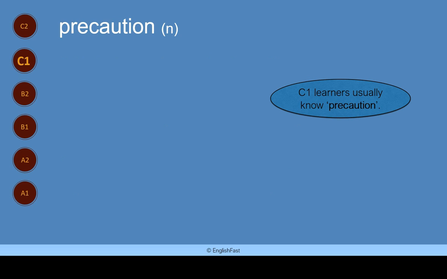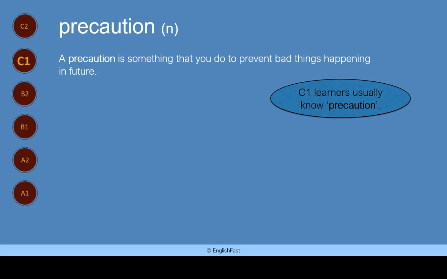Precaution. Precaution is a noun. C1 learners usually know precaution. A precaution is something that you do to prevent bad things happening in future. Here are some examples.